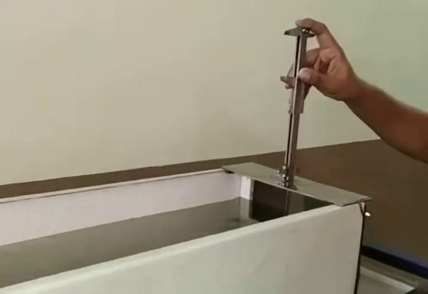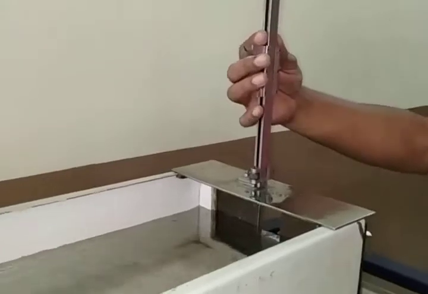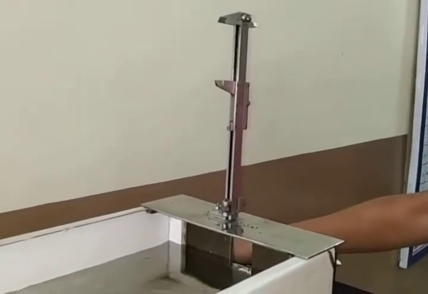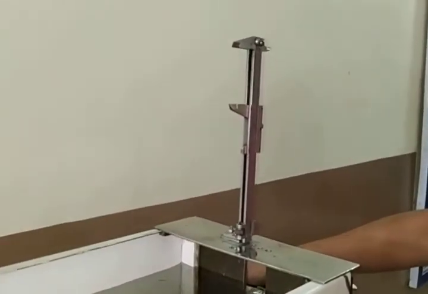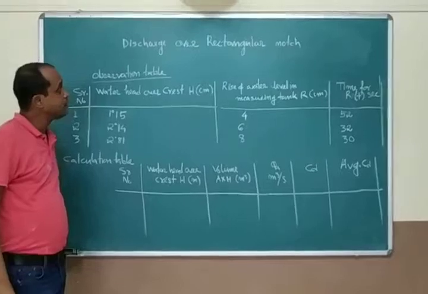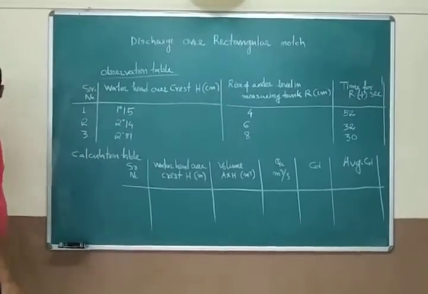So we will take the reading here, 2 or 3 readings, by using this vernier scale. I give you the reading in the observation table.